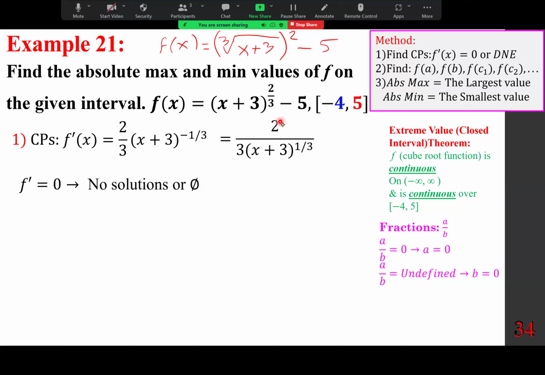F prime does not exist if the denominator is 0. And the denominator is 0 if x is -3. So if you put -3 here, you get 0, right? Now the question is, is -3 in between the given interval of -4 to 5? The answer is yes. So -3 is an element of the given interval. Therefore, we can evaluate the original function at the endpoints as well as this critical point.